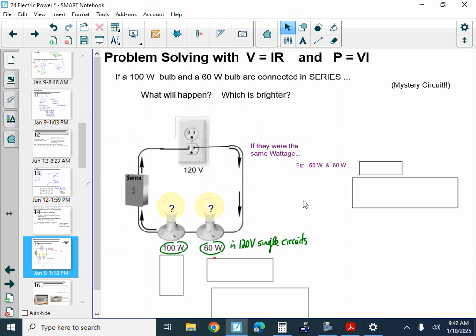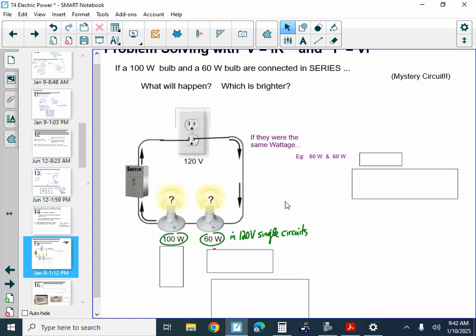So, another weird little question for you here. What happens if a 100 watt bulb and a 60 watt bulb are connected in series? What would happen? Which is brighter? Well, the trick is to recognize that hooking up in series is not normal. That's not how you hook up a 100 watt lamp and a 60 watt lamp in a living room. They'd be hooked up in parallel, so both would be getting full voltage.